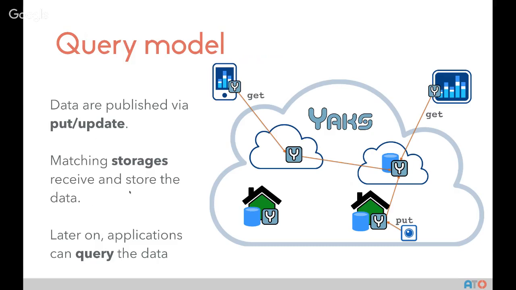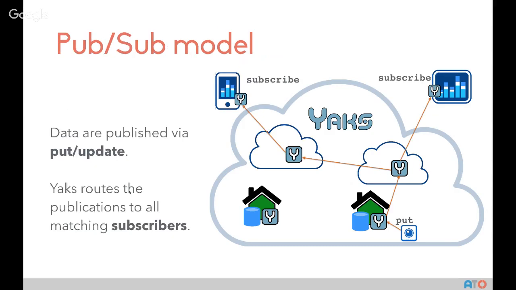So already YAKS is able to support 3 different models of data exchange and publication. The first one is a query model. Your data are published via put and update. You have storages that are matching the publications. They receive and store the data. And later on, you can query the data via the get operation. That's really an asynchronous model of retrieval of data.